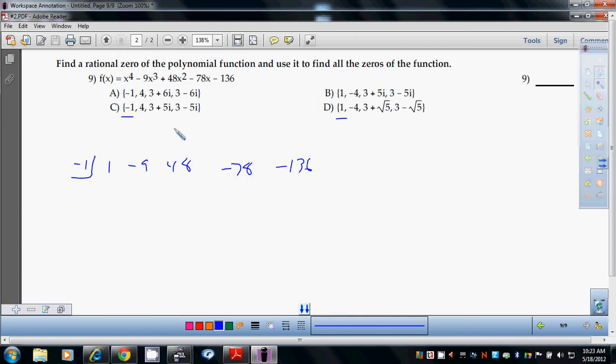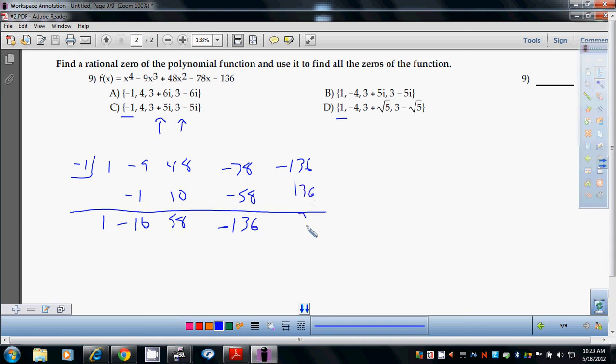And yes, I was mean and put imaginary ones on your test, so you can't just multiply all of them together. So, drop the 1, multiply, add, multiply, add, multiply, add. And it works. So, I can immediately cross off these two. And they both have positive 4. That seems kind of stupid, but okay. Let's take out the positive 4.